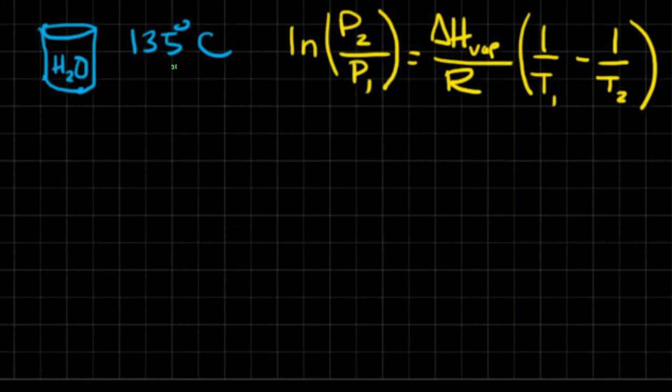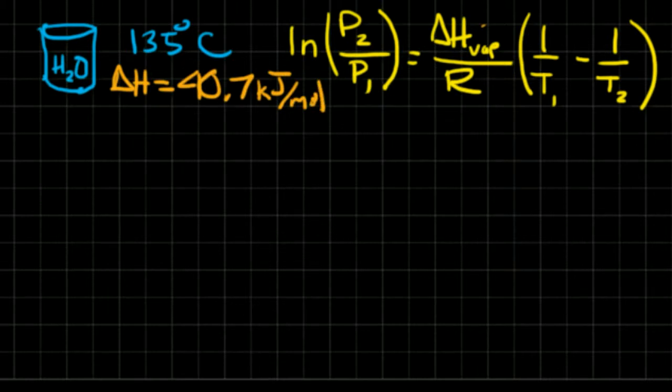Okay, so now you say, I know this temperature, and another number that you probably need, and you'd get in the back of your book or something like that, is this number right here. Delta H is equal to, and this is the heat of vaporization I was talking about up here, 40.7 kilojoules, and that's per mole. All right, now I think I have enough to get started.